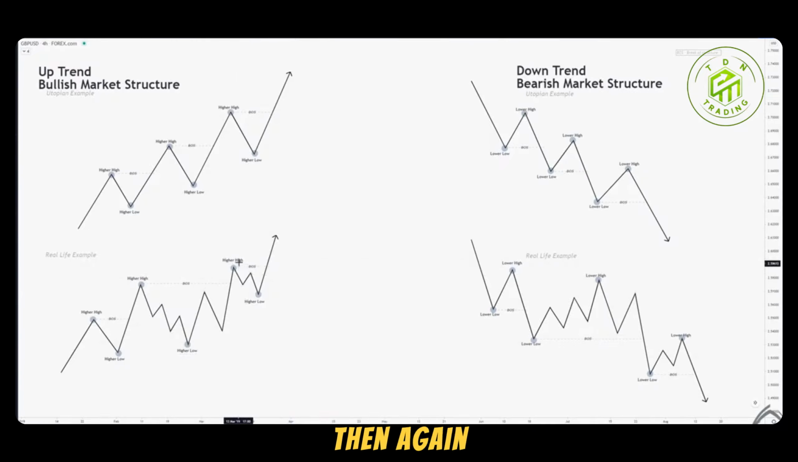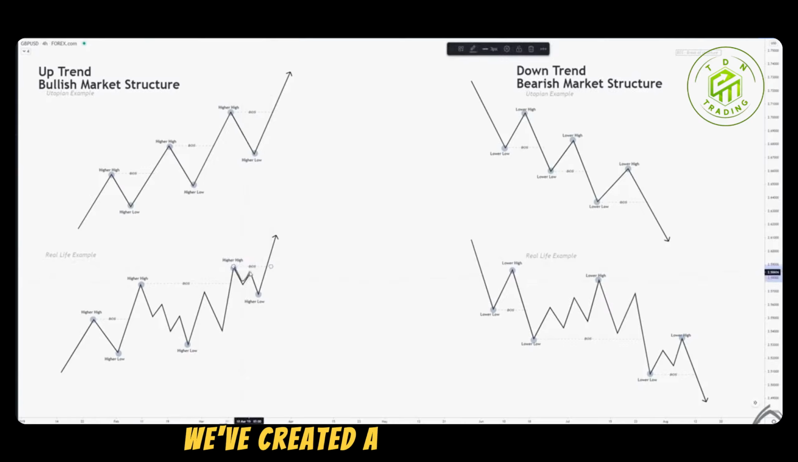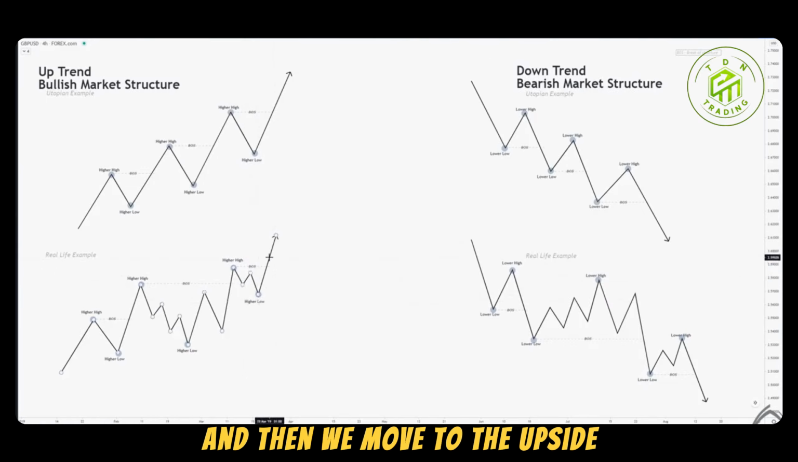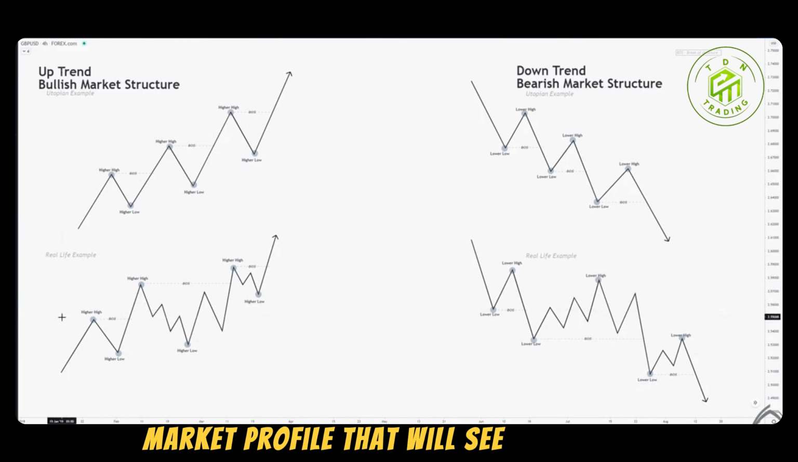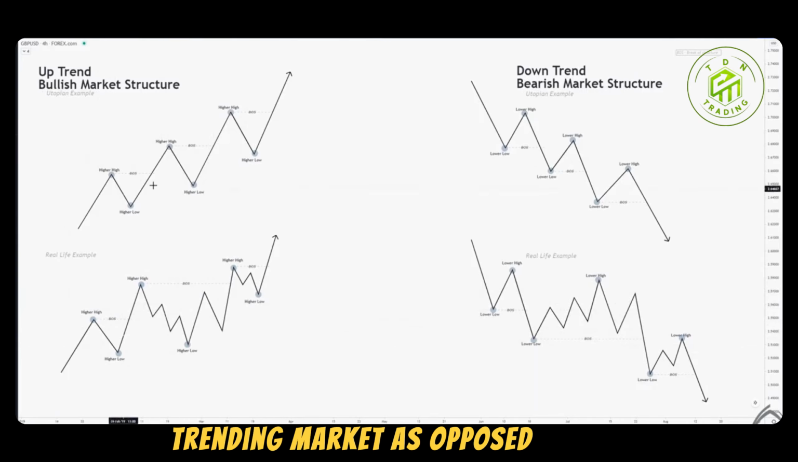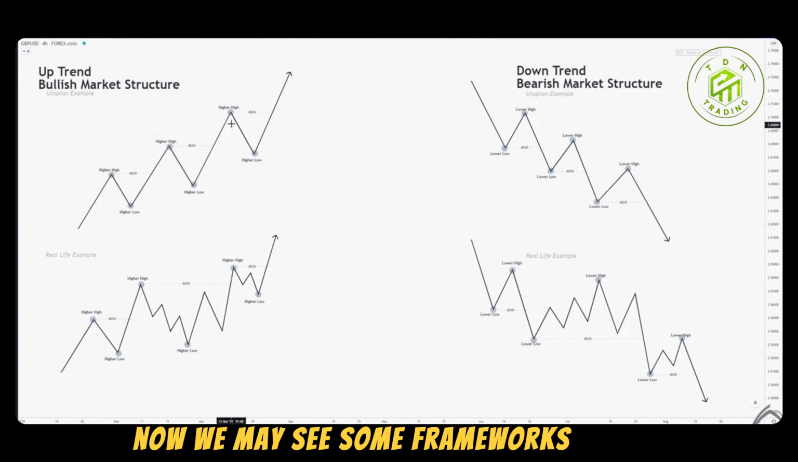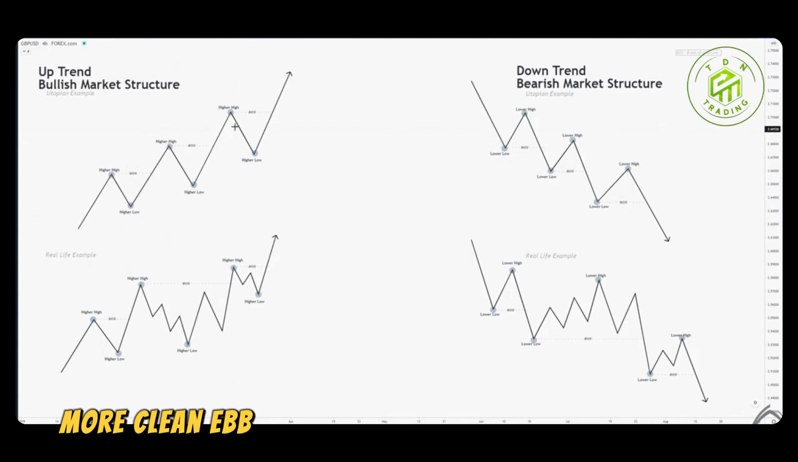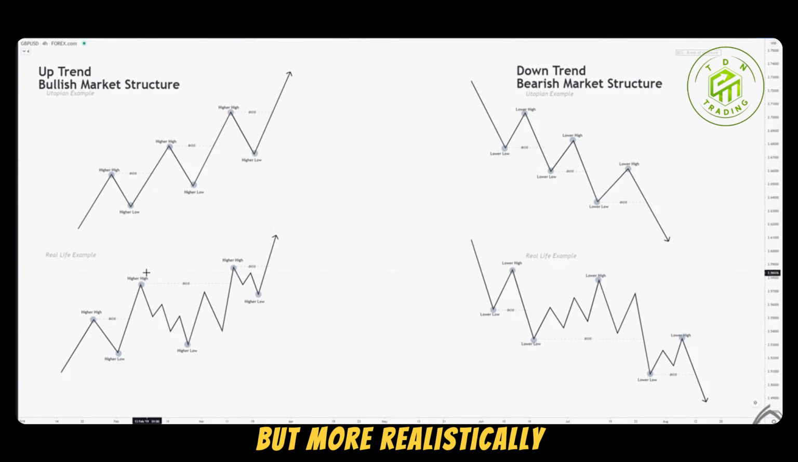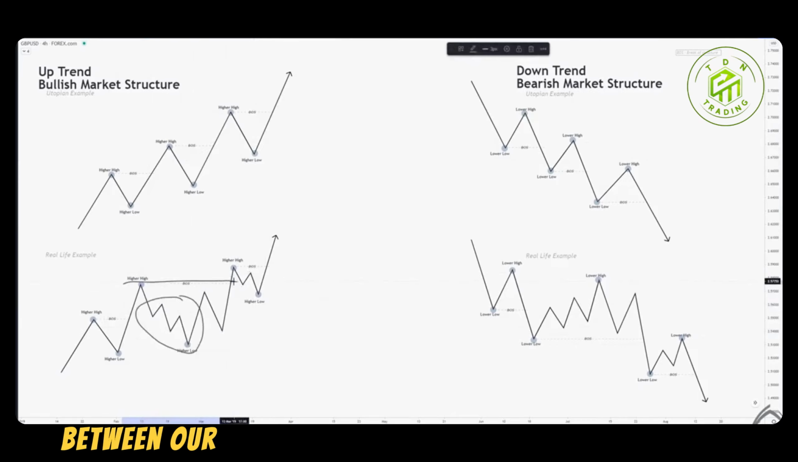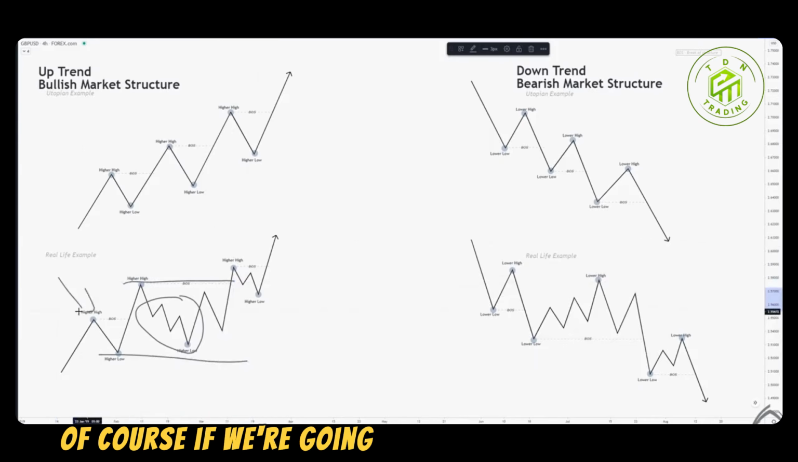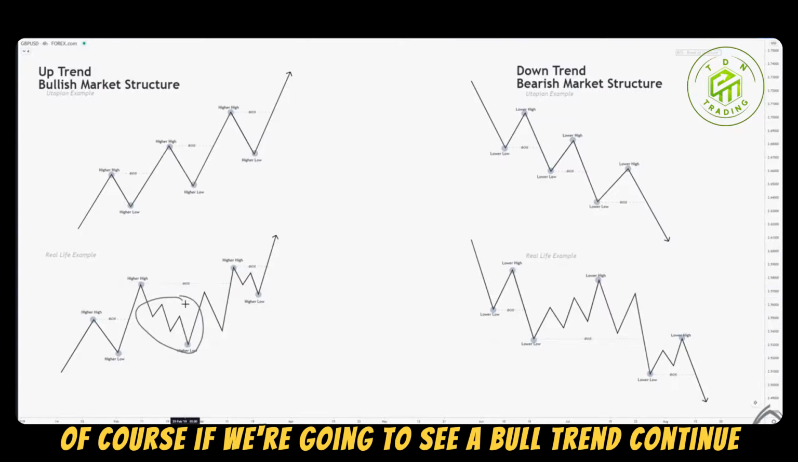And then again, what we can see is once we put in this higher high, we've created a complex pullback, a little less complex than this pullback, and then we've moved to the upside. But this definitely showcases a more realistic market profile that we'll see in a bullish trending market as opposed to this. Now, we may see some frameworks of this more clean ebb and flow from higher high to higher low, but more realistically what we're going to see is more complex pullbacks and substructure between our ranges of higher highs and higher lows before we actually break to the upside, of course, if we're going to see a bull trend continue.